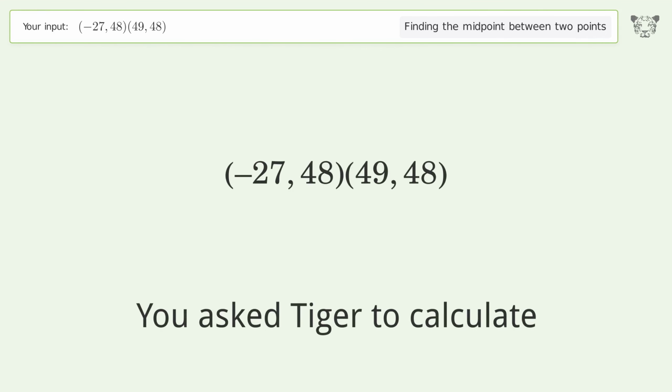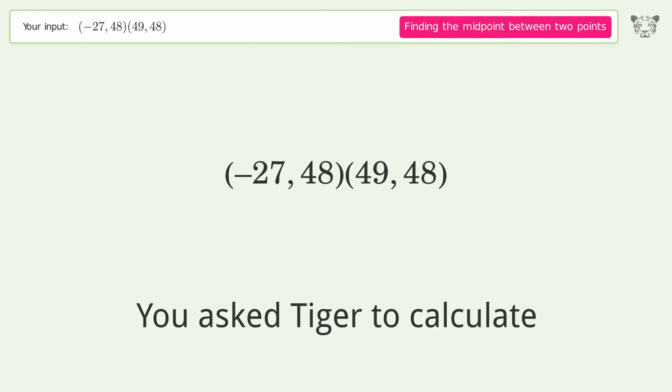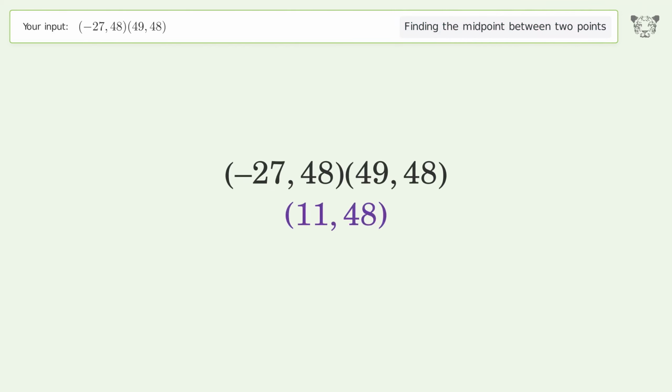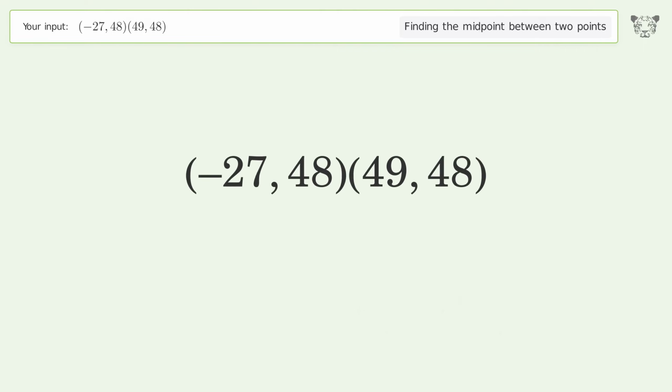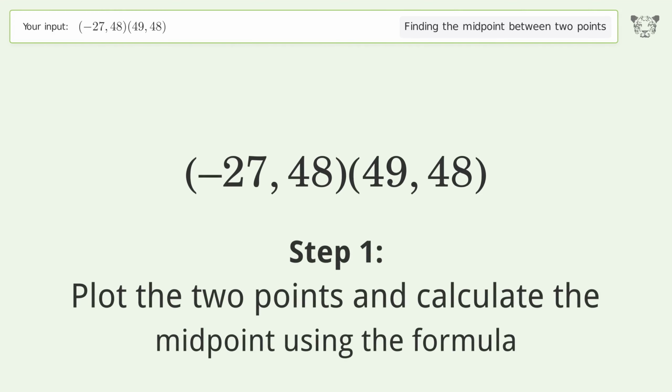You ask Tiger to calculate. This deals with finding the midpoint between 2 points. The midpoint between the 2 points is 11,48. Let's solve it step by step. Plot the 2 points and calculate the midpoint using the formula.